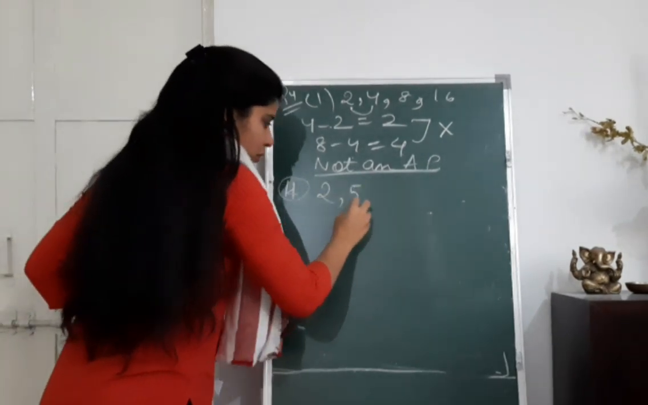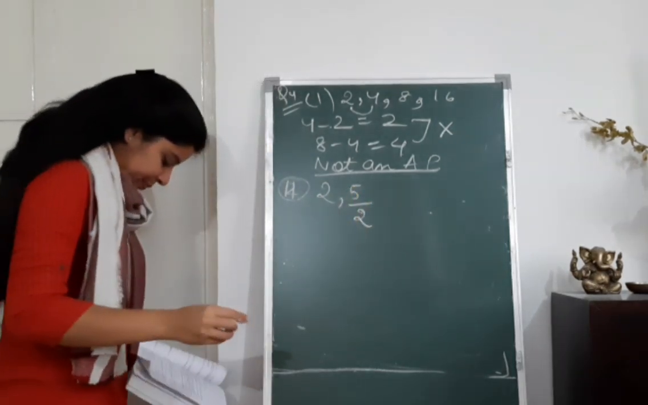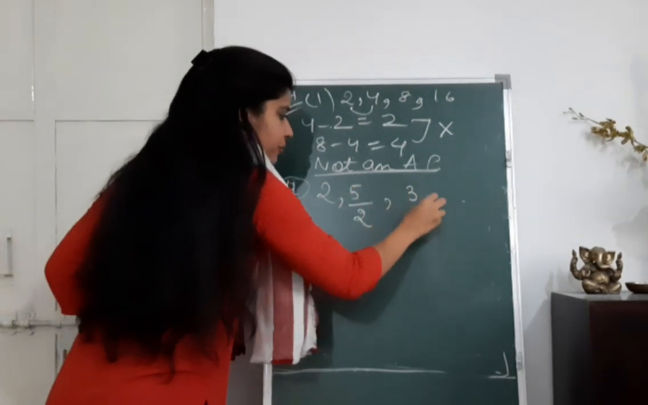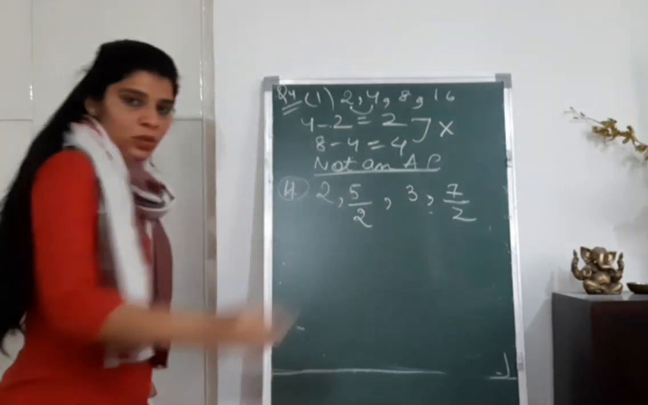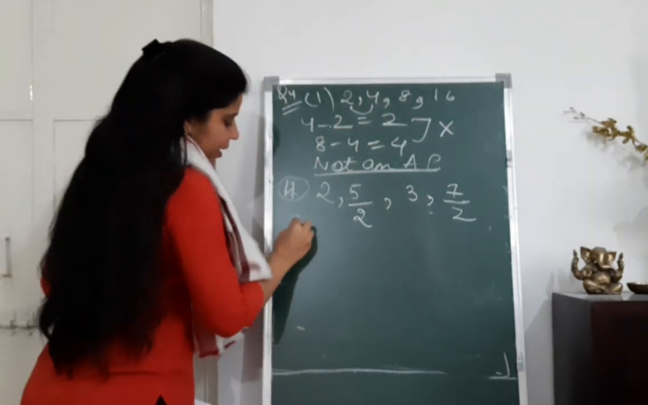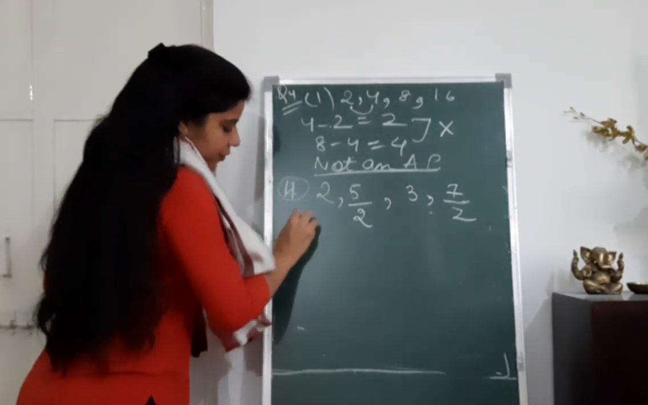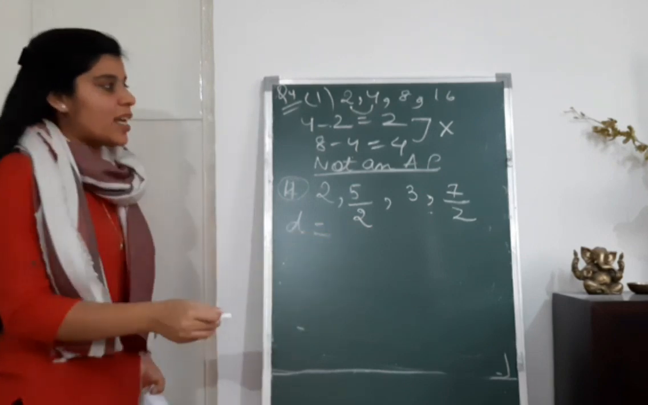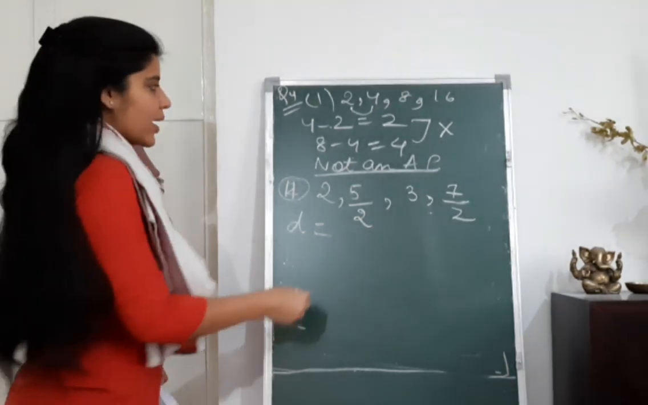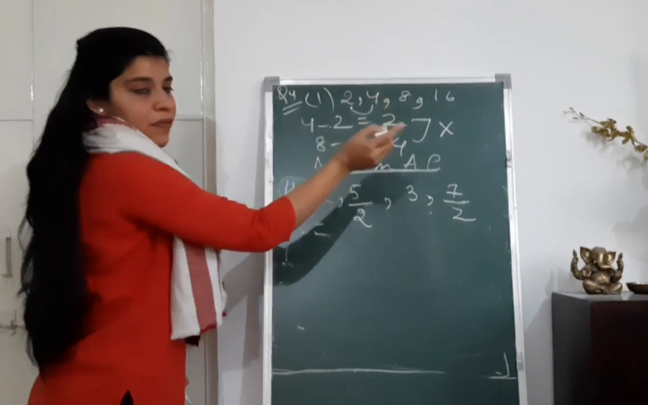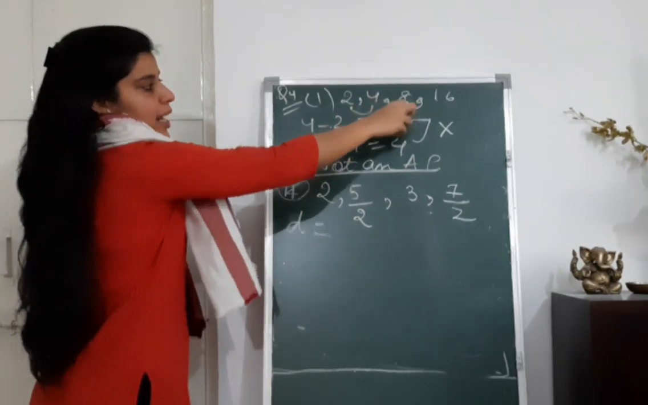Second part of the fourth question. 2, 5 by 2, 3, 7 by 2. Okay. So let's find D first for checking whether it is an AP or not.